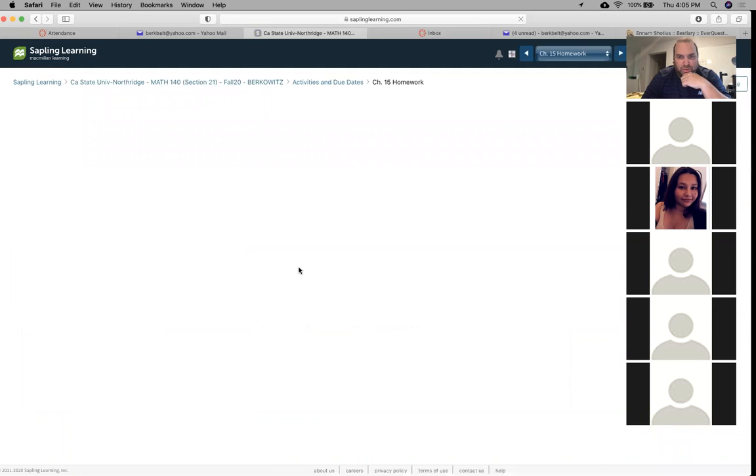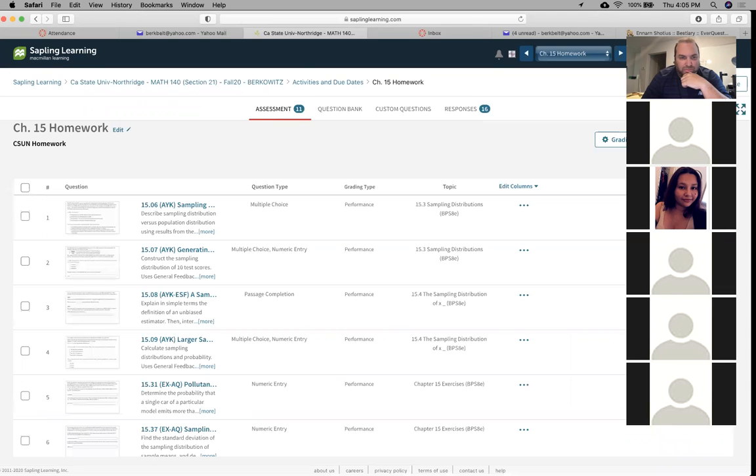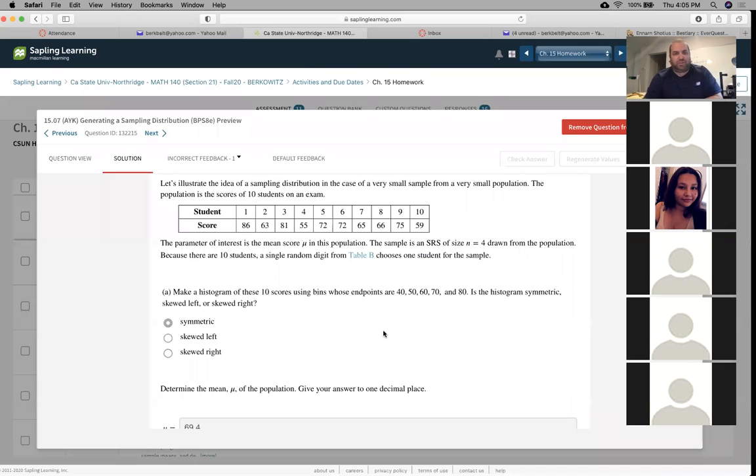Chapter 15, question number 2. You tried, I know. All right, question number 2. Let's illustrate the idea of a sampling distribution in the case of a very small sample from a very small population. The population is the scores of 10 students on an exam. So students 1 through 10, and there are those scores. The parameter of interest is the mean score mu in this population.